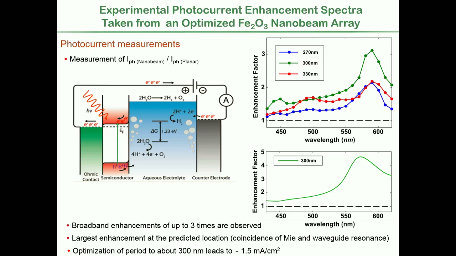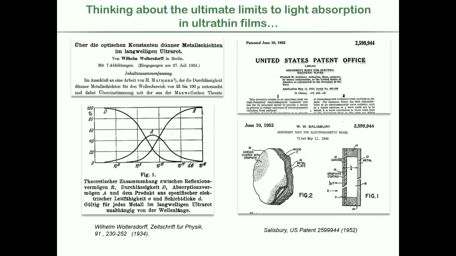So we can tune where we get light absorption most effectively, and we can also engineer where that light in the structure is absorbed to make this type of process better. The last example that I want to show in terms of light absorption is one where we're going to look at the ultimate limits of absorption in a very thin film of material. And this has been studied by many pioneers.